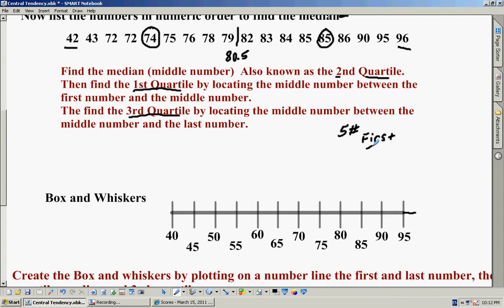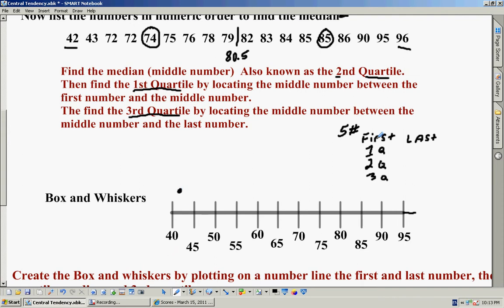We plot the first quartile. We plot the second quartile, the third quartile, and the last number. And when I say plot, I mean we put a dot on these numbers. So let's see. 42. Well, 42 would be about right here.